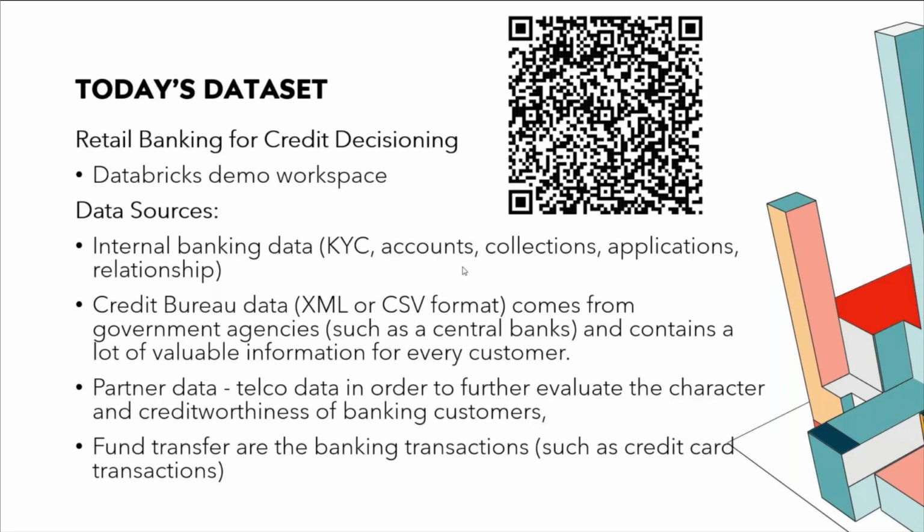So this is today's data set. There's a QR code if you're interested in actually downloading it later on. It's a retail banking for credit decisioning data set. These are just the raw data sources, so where all the data is coming from. And there's lots of pipelines in place within this demo that clean it all up and bring it together. There's internal banking data, there's credit bureau data, there's partner data from telecommunication companies, and fund transfers. So it's all built together to build profiles on different customers and their usage of their different banking institutions. And that's a brief introduction of the data set.